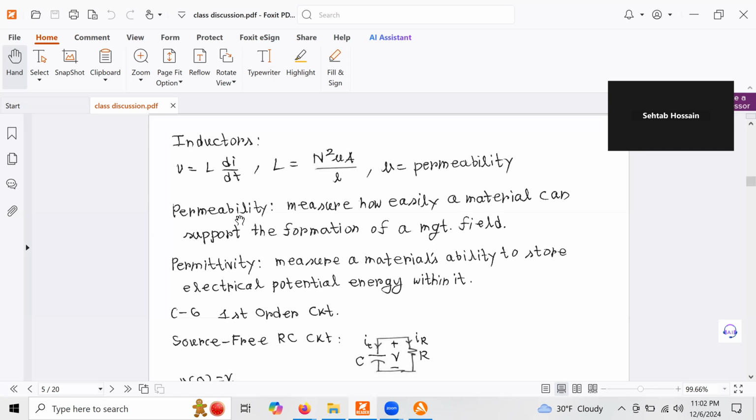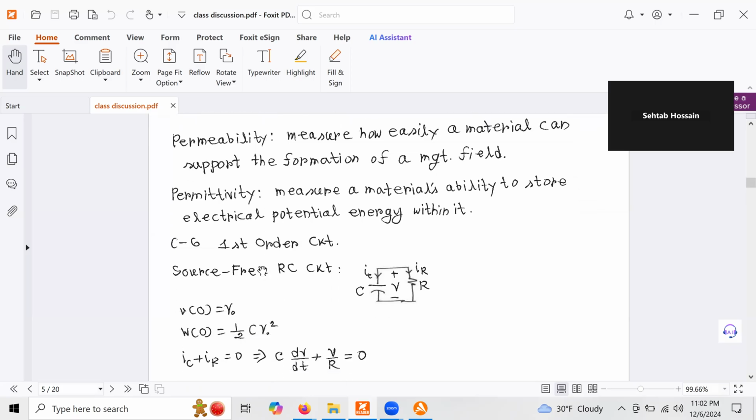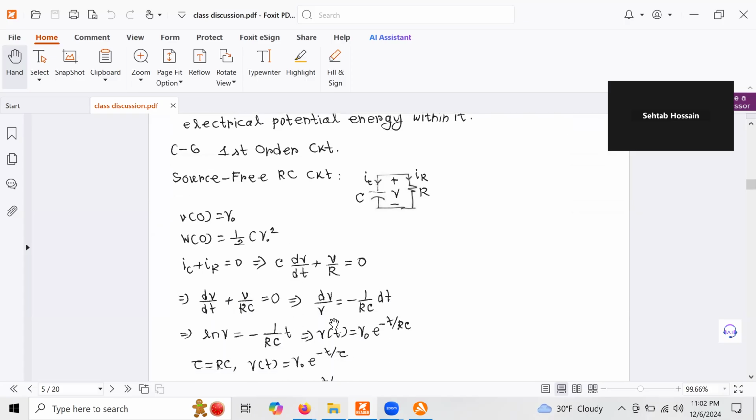So this is lecture 5, about capacitor and inductor. So let's go to lecture 6. Lecture 6 is about first order circuits. So let's talk about the RC circuit, the source-free RC circuit.